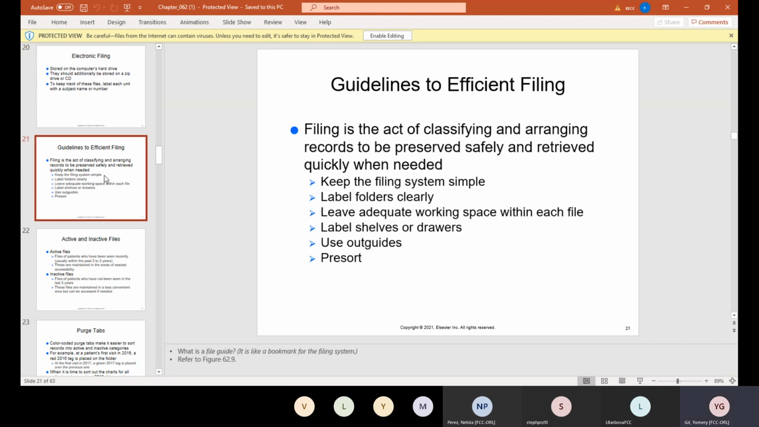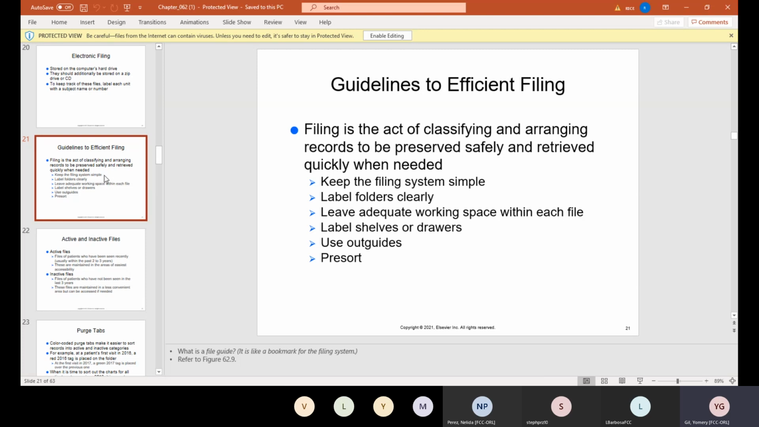So the guidelines to efficient filing, because when you work at a dental office, you're not just going to have one person that files. Everybody files. The assistants, the front desk, the business assistant, anybody. Filing is the act of classifying and arranging records to be preserved safely and retrieved quickly when needed.